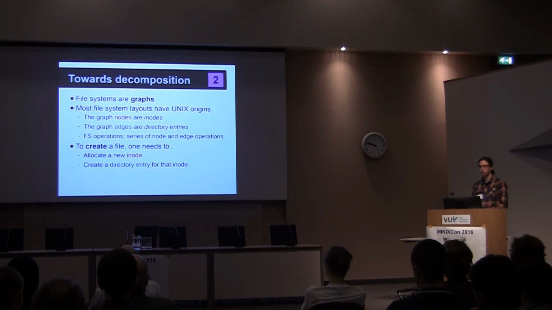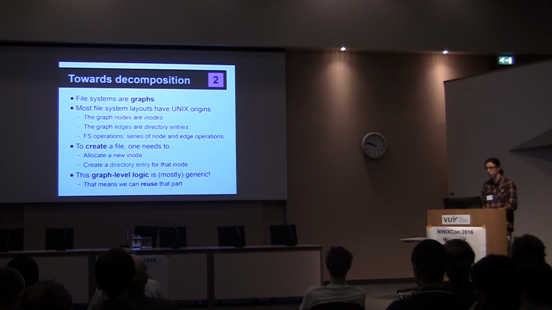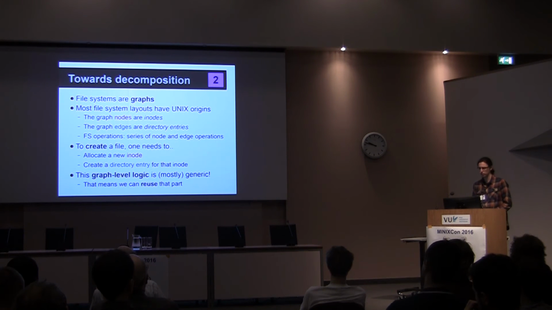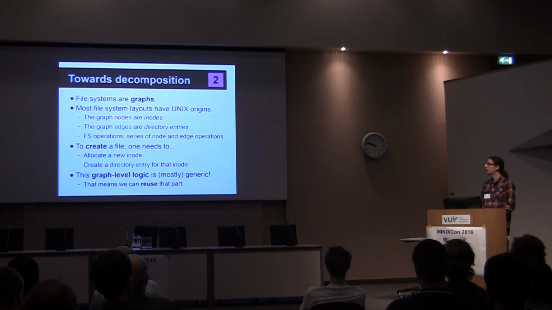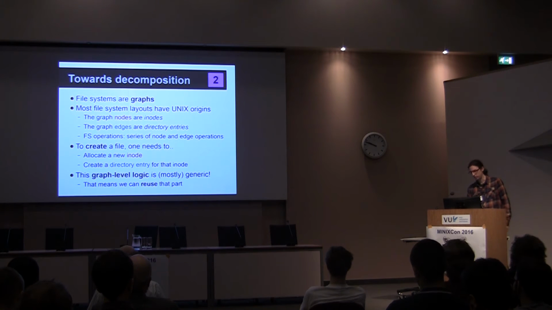So, for example, to create a file, you have to allocate a new inode, which is a node operation, and you have to create a directory entry for that inode, and this is an edge operation. And as it turns out, you can indeed break down all of these operations this way, and that means that basically what you get is graph-level logic, so the logic that makes use of those node and edge operations, that is fairly generic and can actually be shared between file systems. And that means that we can reuse that part between file systems.